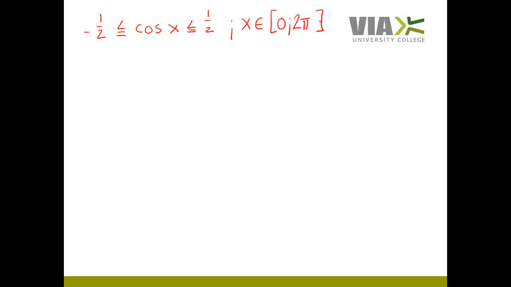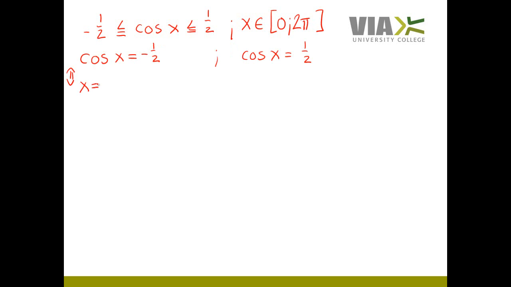Alright, so what do we do? First of all, we have to solve the corresponding trigonometric equations. We have two here. We both solve cosine x equals negative half, and we have to solve cosine x equals positive half. Let's start with cosine x equals negative half.